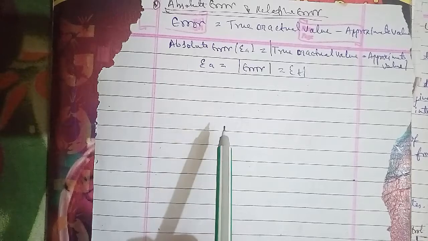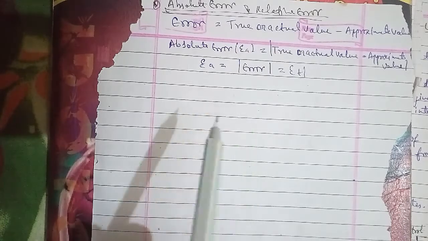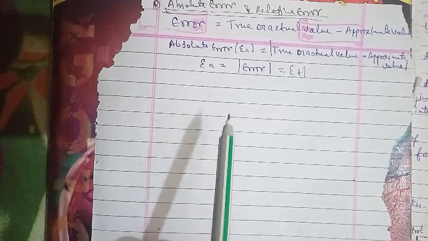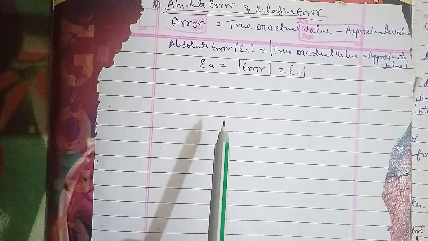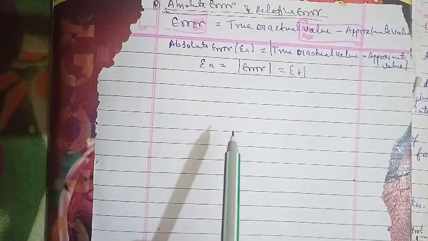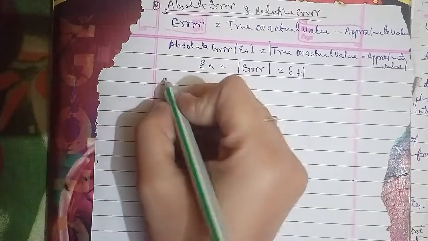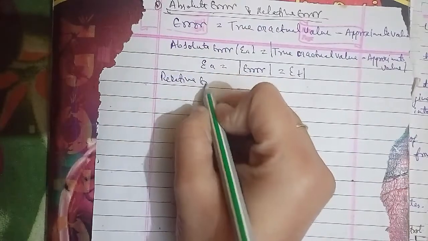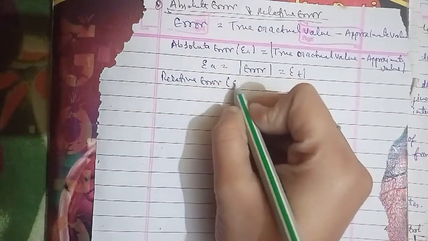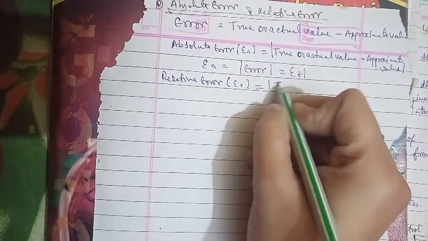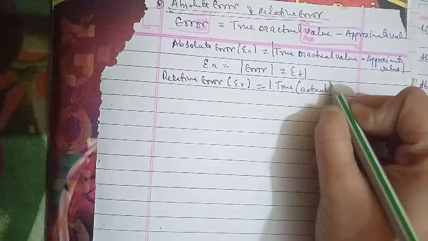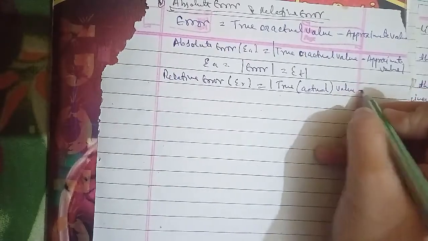For that, it is your absolute error upon true value. So here for that, percentage relative error, we'll find out for the same. So percentage relative error, which will be ER, is absolute error upon true value into 100. We'll find out for the same.